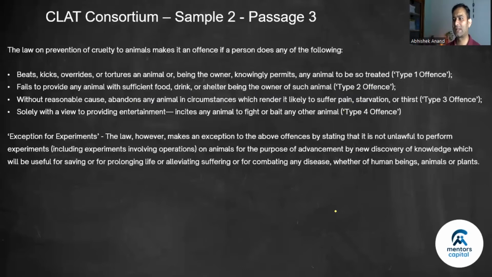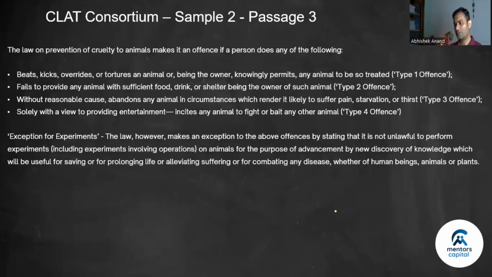Fails to provide any animal with sufficient food, drink, or shelter, being the owner of such an animal. So a type 2 offense can only be committed by the owner of an animal, if he fails to provide sufficient food, drink, or shelter.